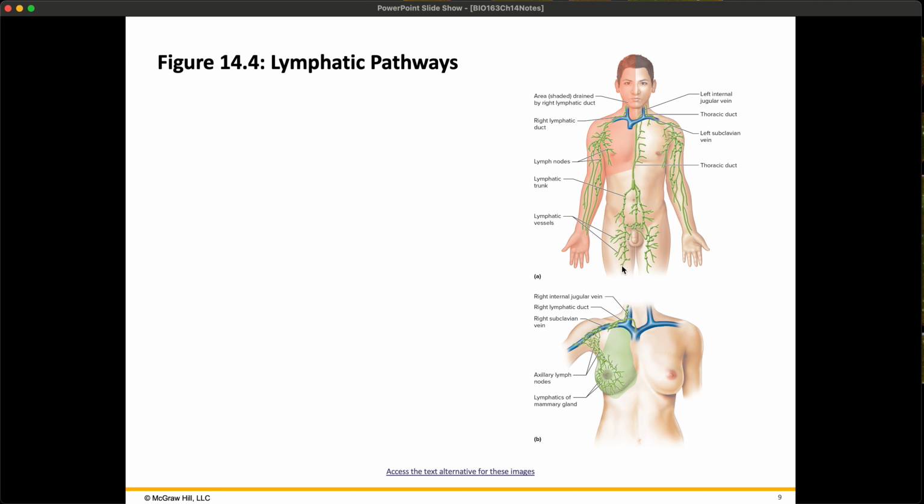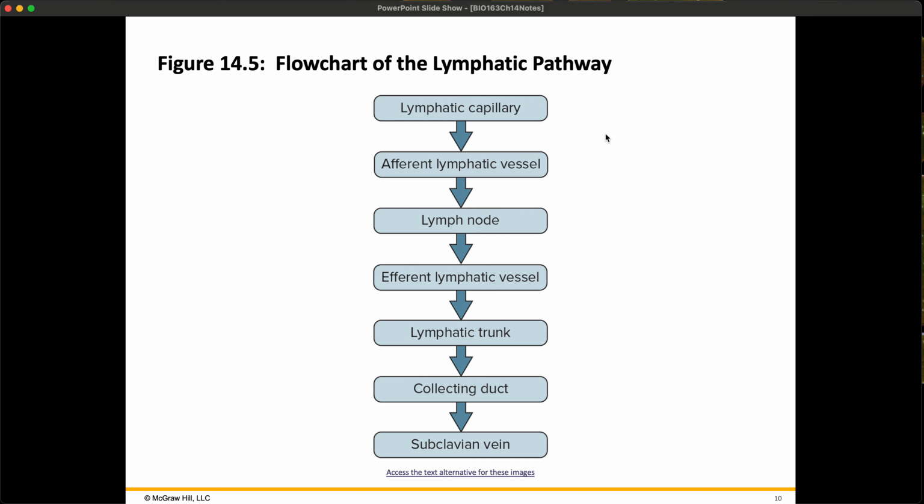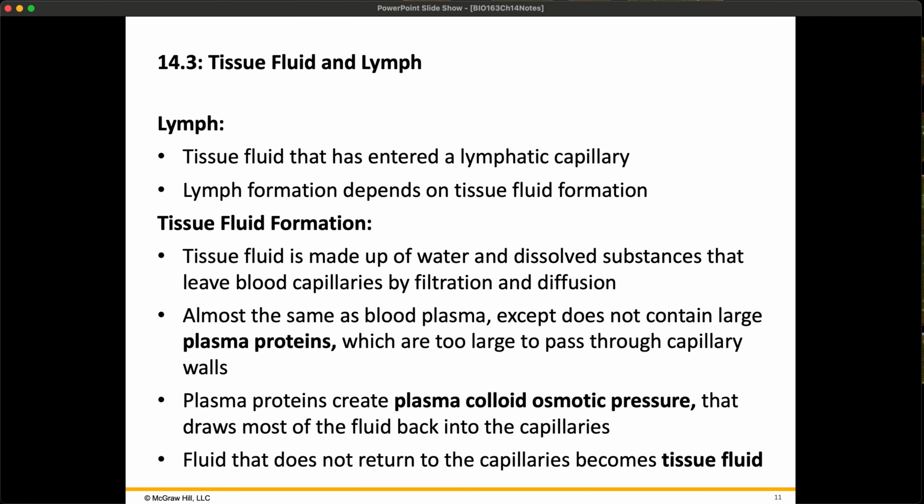All of these smaller capillaries, which aren't depicted, have been merged into vessels. You pass through nodes to get into trunks. From trunks, you then merge into ducts, and then from ducts, they return into the subclavian vein. And then there's just it written out for you if you like that.